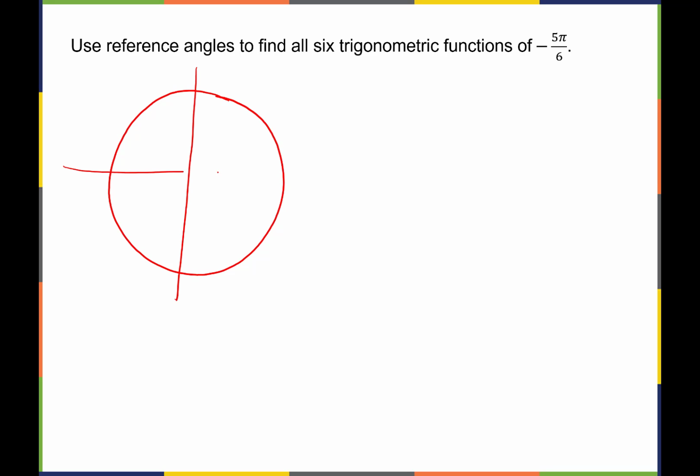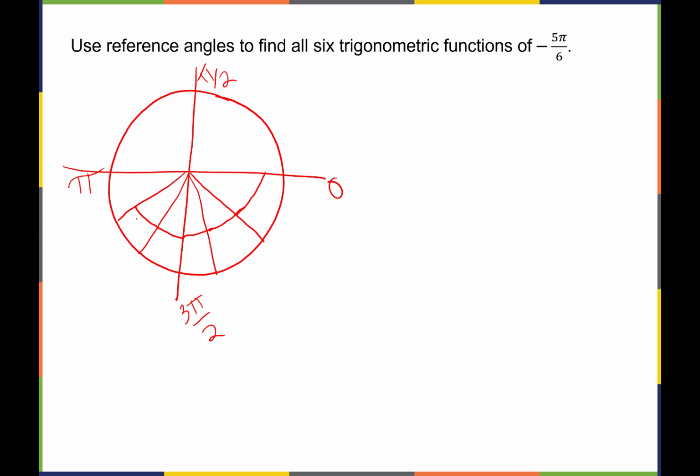So if I look at my unit circle, here's my y-axis, here's my x-axis, here's pi, and here's 0. Here's pi over 2, and here's 3 pi over 2. I'm going to break this up, and since it's minus, we're going to be going in the clockwise direction. I'm going to break my bottom half of the circle into 6 pieces. So when I swing open in the negative direction, here's minus pi over 6, here's 2 pi over 6, 3 pi over 6, 4 pi over 6, 5 pi over 6.